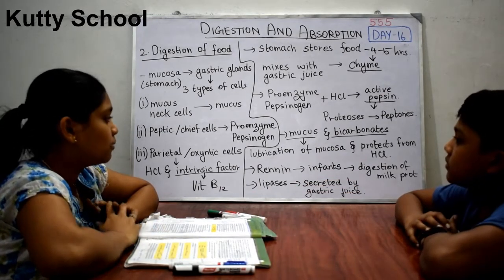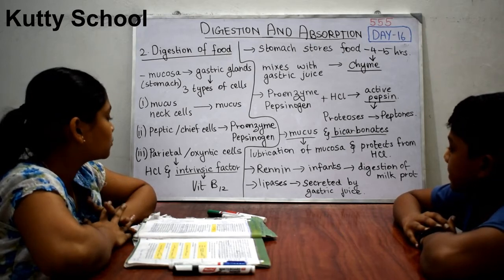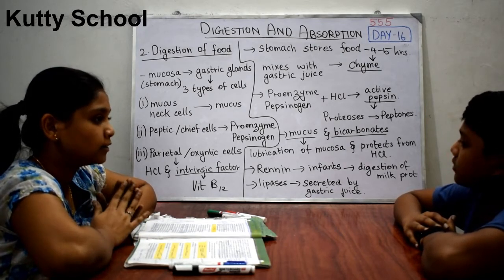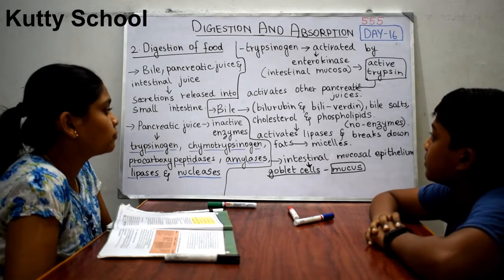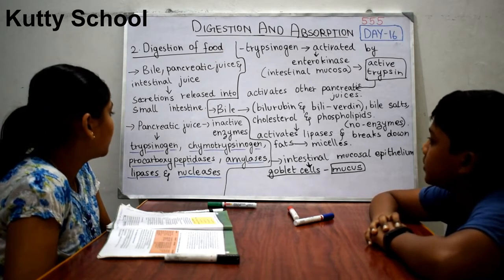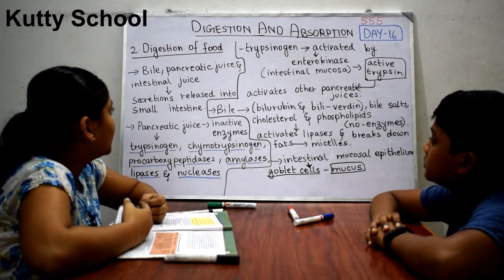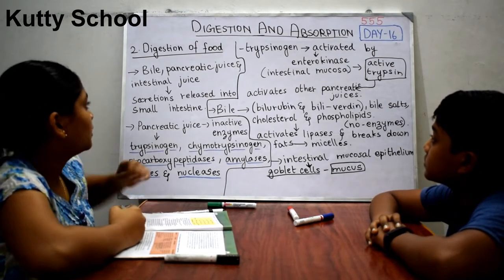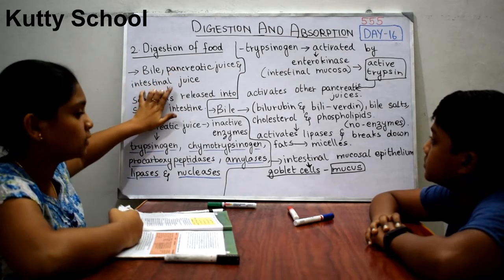Next we will see about the pancreatic enzymes. We have now seen the enzymes present in the stomach. Now we are going to see the enzymes secreted by the intestine and pancreatic juice. So everything we are going to see: bile, pancreatic juice and intestinal juice.